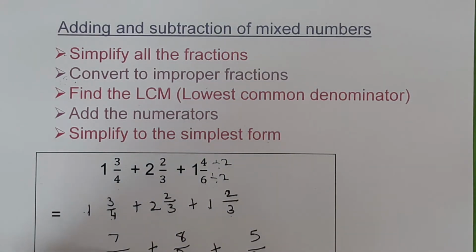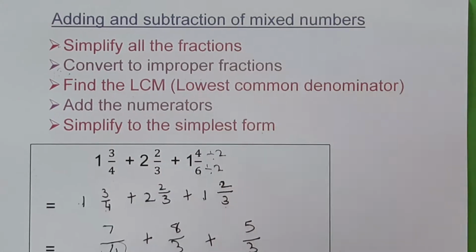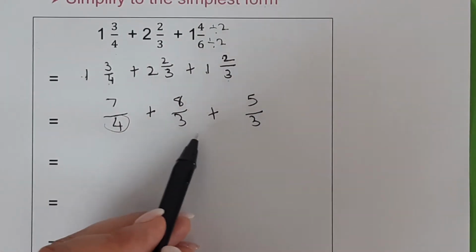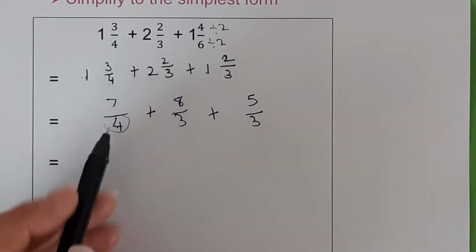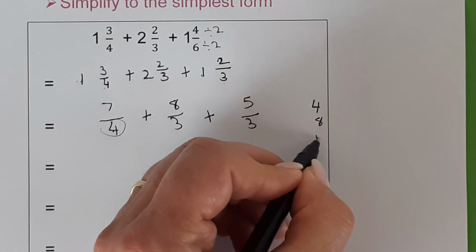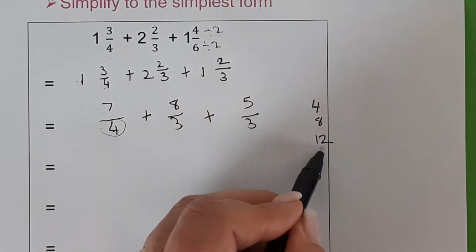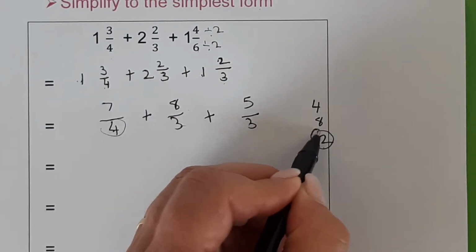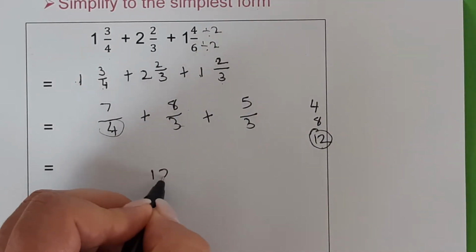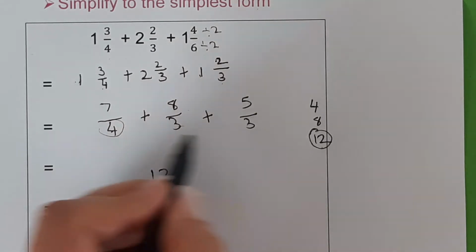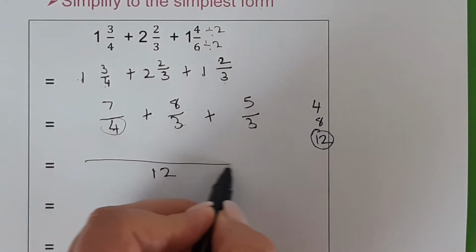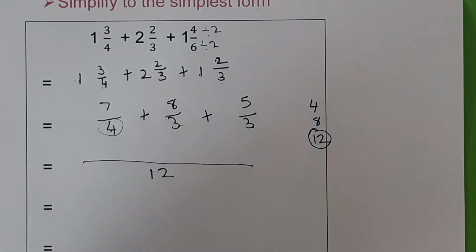A hint is take your biggest denominator, count in your biggest denominator, and then you think, can the others divide into it? So if I take 4, I count 4, 8, 12. Yes, 3 can divide into 12. So I will use 12 as my common denominator. So write a 12 there. You can write it separately, 12, 12, 12, or you can write it over one common denominator.